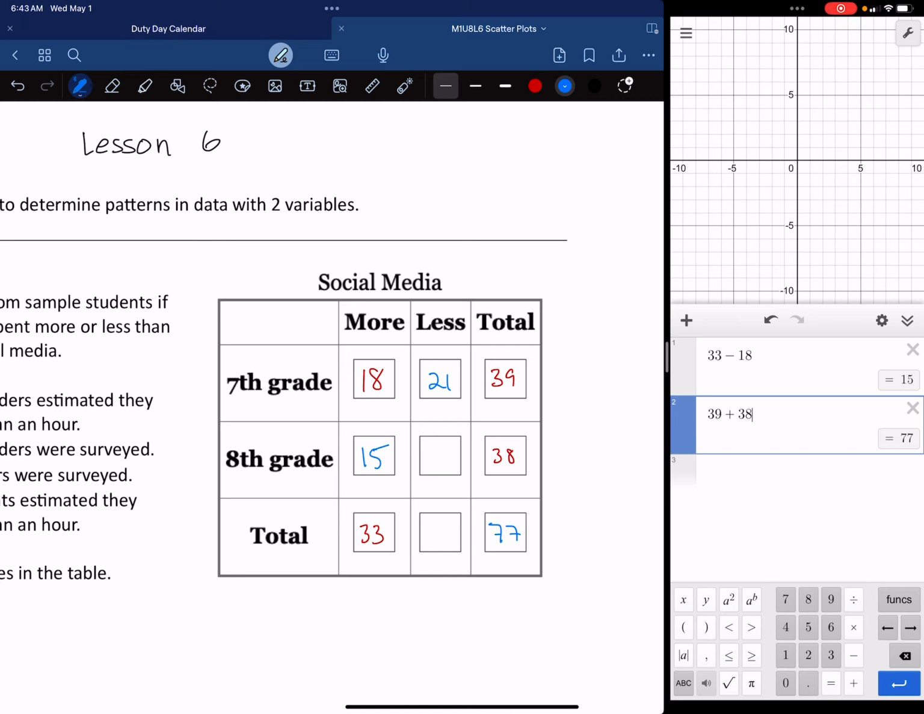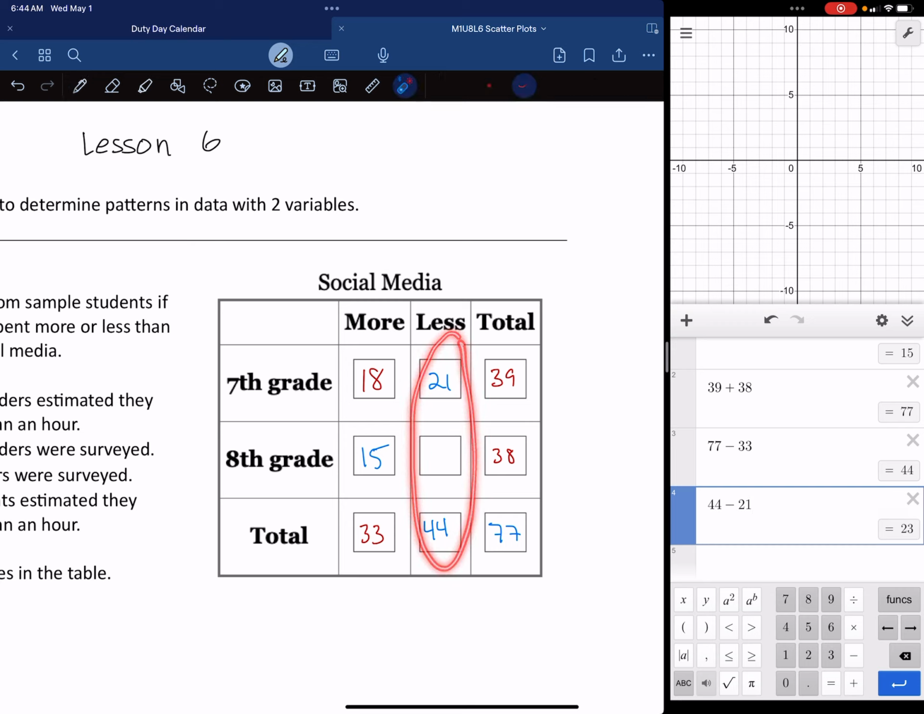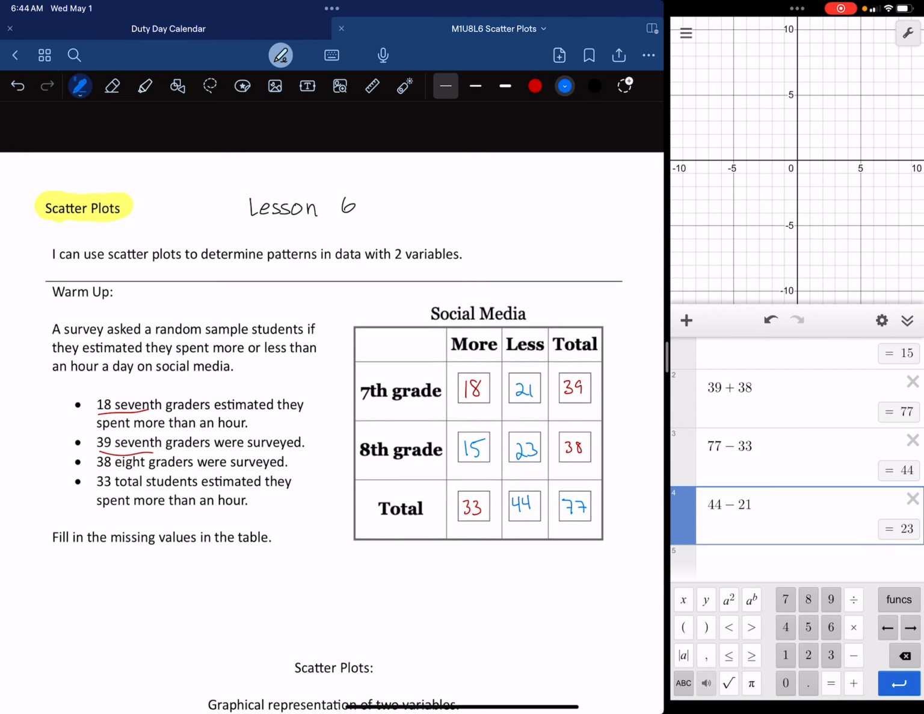We can do 77 minus 33. So we'll have 44 total students said they spent less than an hour on social media. And then the last one, 44 minus 21, right? I'm looking at this column here. I could have also done 38 minus 15, and this is going to end up being 23. Okay, that's the warm-up.